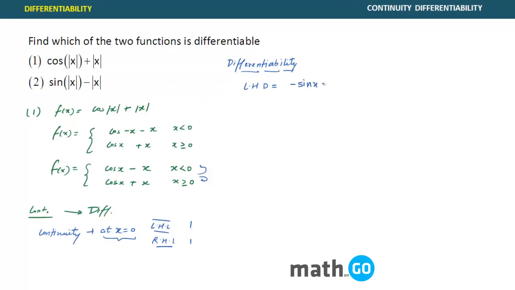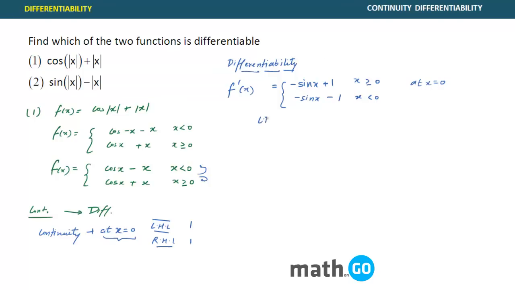minus sin x plus 1, or in fact I would rather say you write it like this. Rather than saying LHD, I would say the derivative f dash x can be written as two functions: minus sin x minus 1 for x less than 0, and this will be for x greater than or equal to 0. Now you want to find whether this is differentiable or not. You want to check this at x equal to 0. For this, just simply put the value of x equal to 0 here.